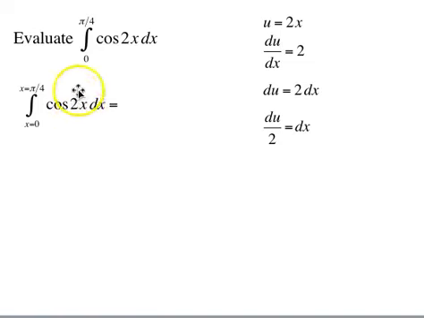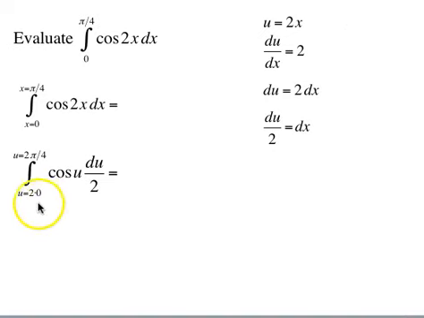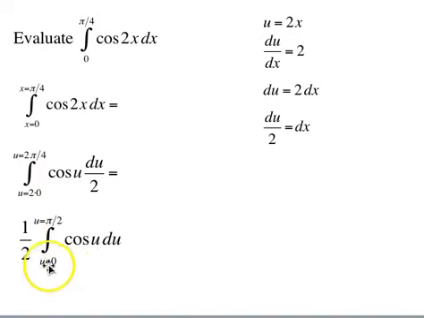So this becomes cos u. dx becomes du over 2. But the endpoints have to change. If x is 0, what is u? 2 times 0. If x is pi over 4, what is u? 2 times pi over 4. So we can pull the 1/2 out in front. 2 times 0 is 0. 2 times pi over 4 is pi over 2. So I get 1/2 the integral as u goes from 0 to pi over 2 now of cos u du.